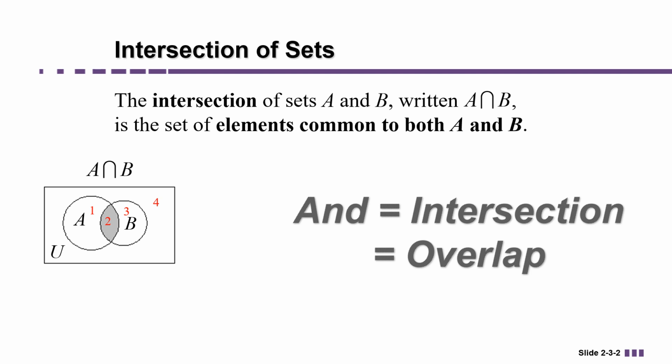In the Venn diagram on the left, we have two sets, A and B, inside of the universal set U. They divide U into four regions. Region 1, that's only in A. Region 2, that's in both A and B. Region 3, that's only in B. And Region 4, which is outside of A and B, but part of the universal set. The intersection of A and B is the shaded region, Region 2.